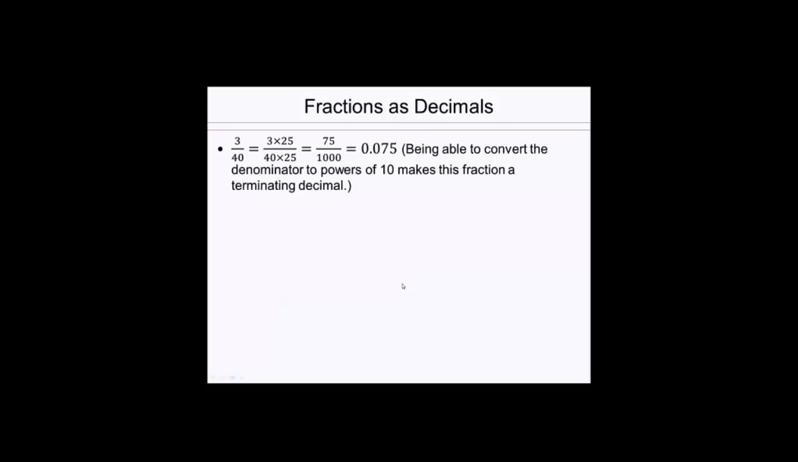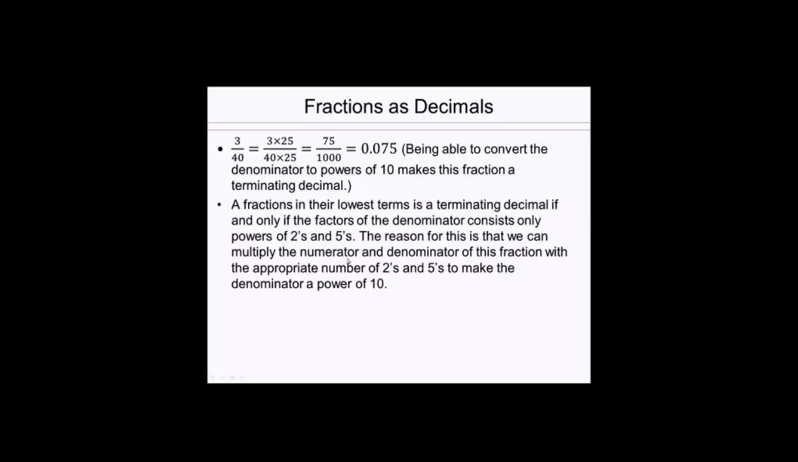So fractions can be looked upon as other things. For example, if you look at a fraction as a decimal, one way to convert fractions to decimals is long division. But if you have nice denominators, so that multiplying by powers of 2's and 5's allows you to create a power of 10 on the bottom, you'll end up with decimal numbers. A fraction in lowest terms is a terminating decimal, like you see here, if and only if the denominator factors consist only of powers of 2's and 5's.